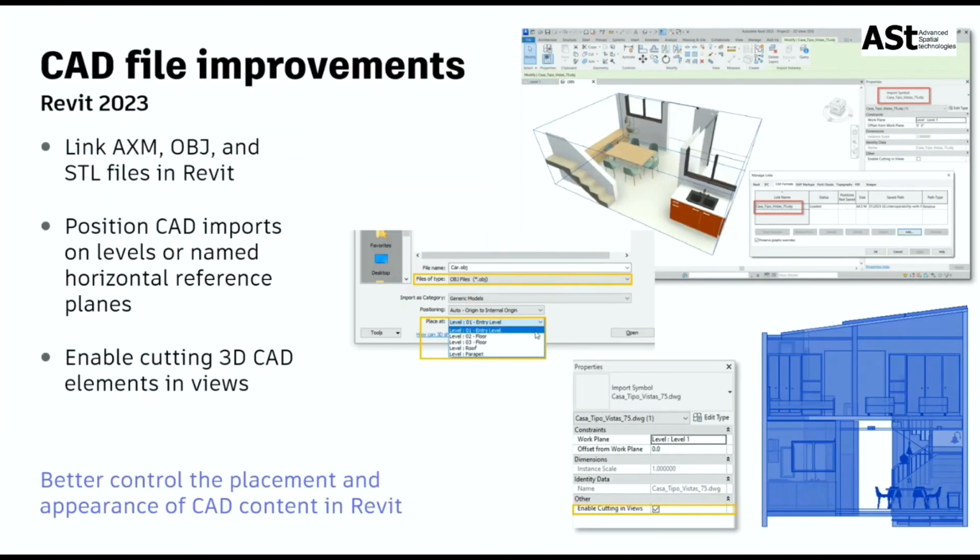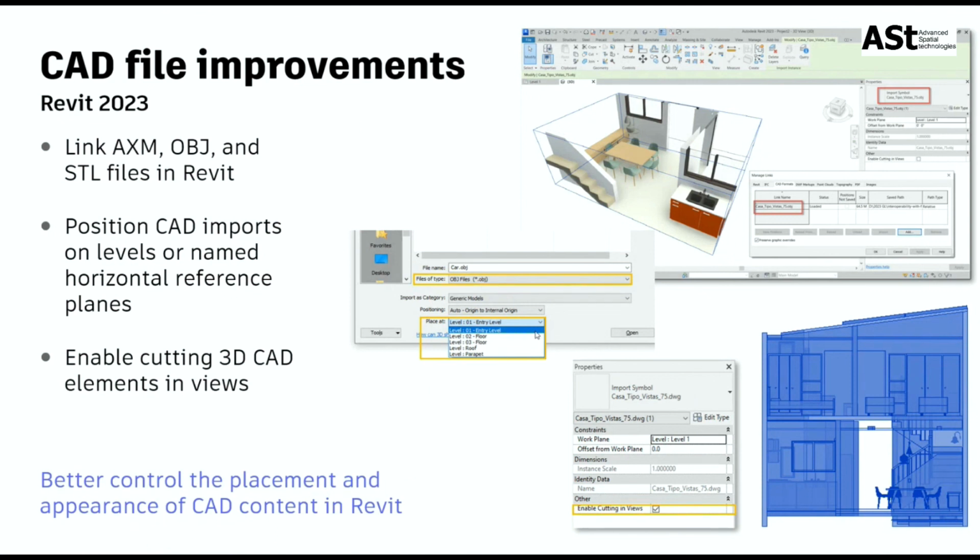Interoperability. In 2023, there have been improvements with CAD file format support, placement, and appearance. You can now link additional CAD files, in the format AXM, an OBJ file, and an STL file, into your Revit project. All the supported CAD files can now be placed on levels or named horizontal reference planes as they are imported. This is in the import dialog. Just use the place at option in the drop-down menu and select the base level of the CAD import.